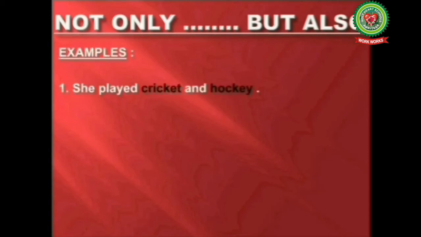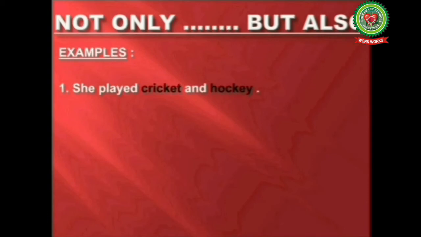Let's proceed further. Now the next method is not only but also. Now here students, remember if there are two different subjects, objects or actions in a sentence, then you can use not only with the first subject, object or action and but also with the second subject, object or action at the place of and. For example, she played cricket and hockey.